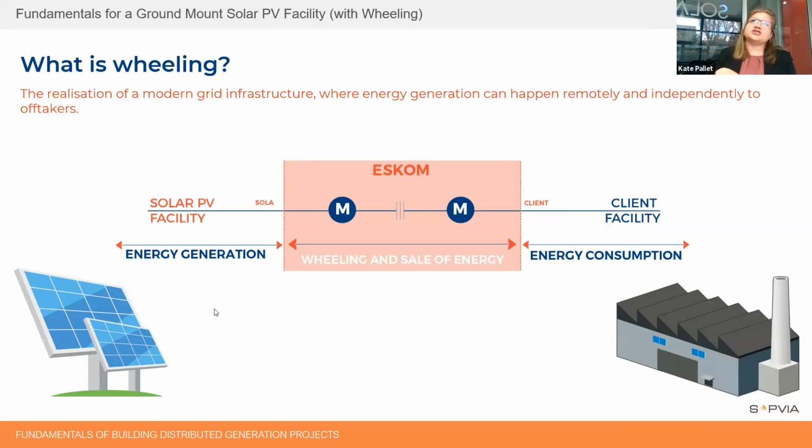So I think I'll ground this conversation in wheeling, because the idea of building a utility scale PV plant is really reliant on the wheeling framework. Unless you're participating in a government IPP program, essentially the method through which you're going to be building a utility scale PV plant is through a wheeling agreement. So wheeling essentially has three different components, or three different parties, I should say. On the one hand, you've got your solar PV facility, and that is the party who owns and creates the energy generation. And on the other hand, you have the client who actually is the off-taker and wants to use the energy. And in the middle, you have Eskom, who facilitates the transaction. Next slide.